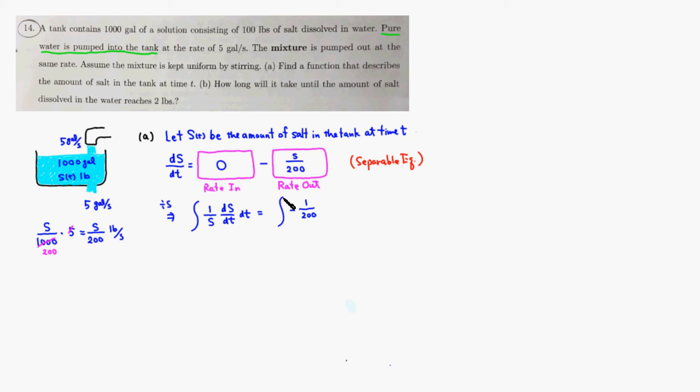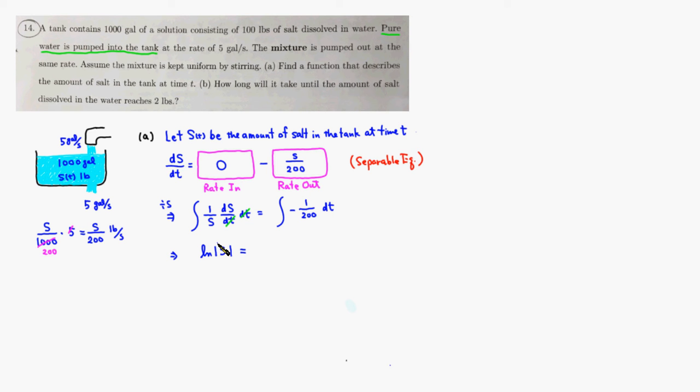Right, with respect to time. So we can simplify. The dt on top and dt on the bottom cancel out. So this is just the antiderivative of 1 over s, which is the natural log of the absolute value of s. We don't have to worry too much about the absolute value because we're not going to talk about a negative amount of salt.